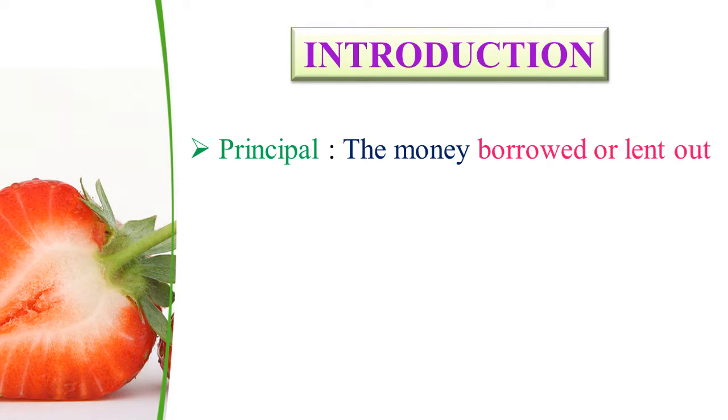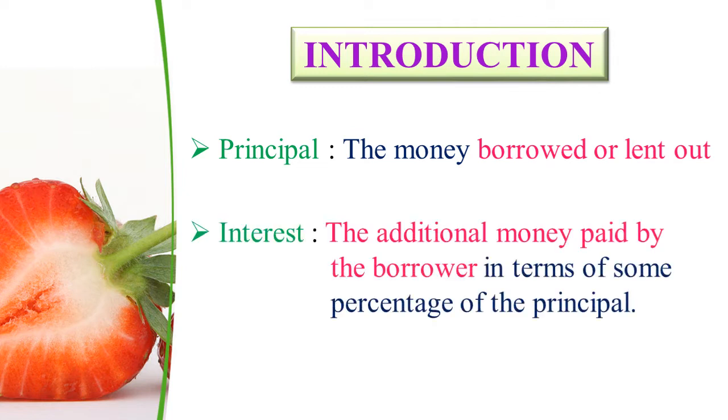Children, already we have learnt about simple interest and how to calculate simple interest and amount using formula. Let us have a quick review of what we have read in previous classes about simple interest. Let's see what is principal. The money borrowed or lent out is called the principal. Children, can you tell me what is interest? Yes, good. The additional money paid by the borrower in terms of some percentage of the principal.